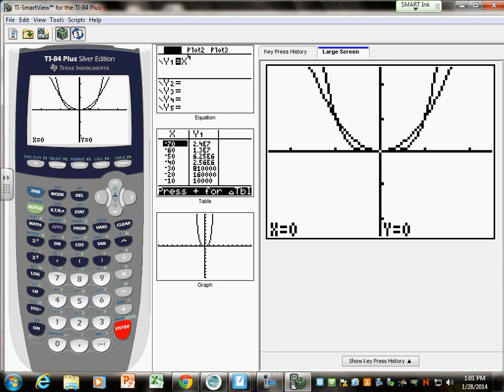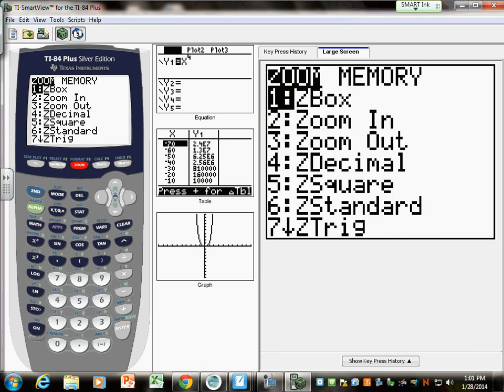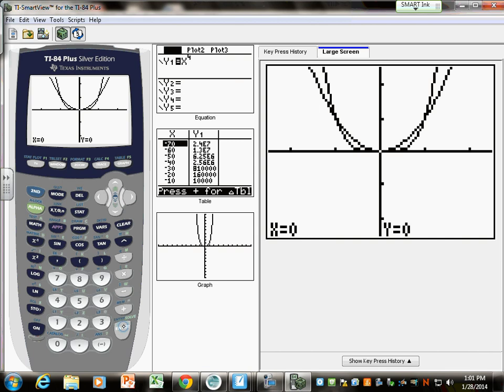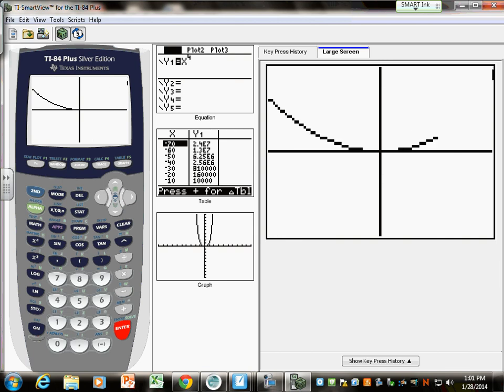Want me to do it again? I have a regraph button on mine. I'm going to zoom in again. Ready? Zoom in. This is x squared. This is x to the fourth.